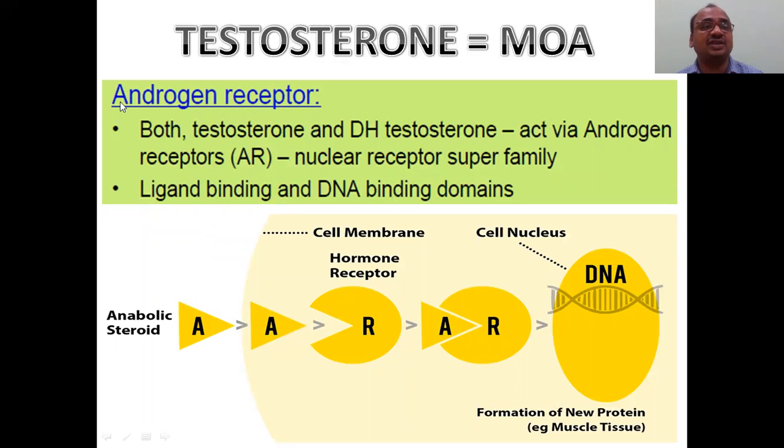Testosterone mechanism of action, androgen receptor. The receptor is there. This is an anabolic steroid, indicated by the A. It reacts with the hormone receptor R in the cell membrane, and it enters as a complex into the cell nucleus and acts on the DNA, forming a new protein. DNA, tRNA, mRNA, that you know very well, production of the proteins will be there as per the genetic difference. That's why the body will come like that. As the father, the child will come.